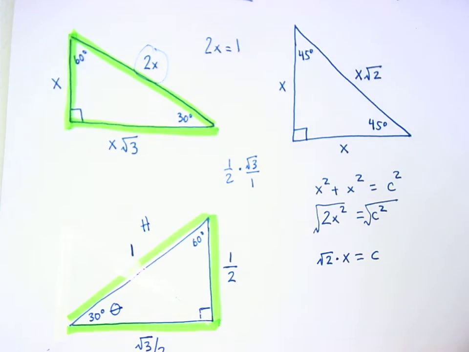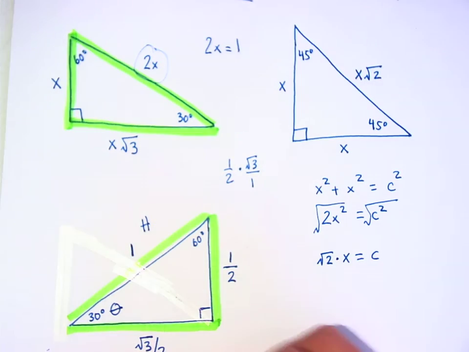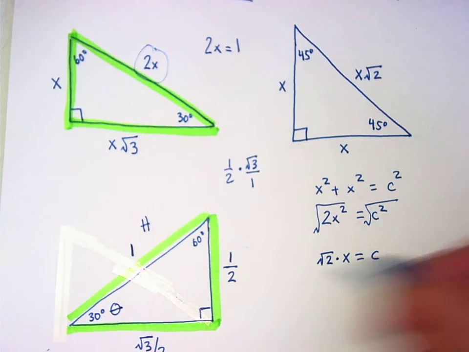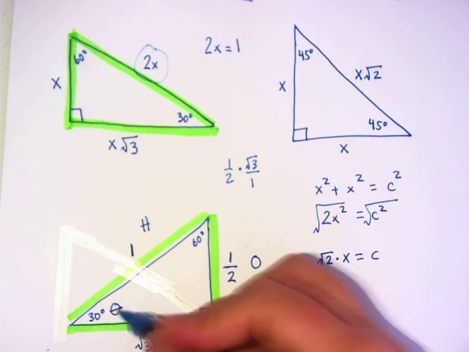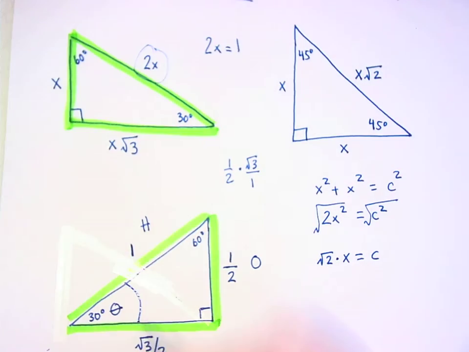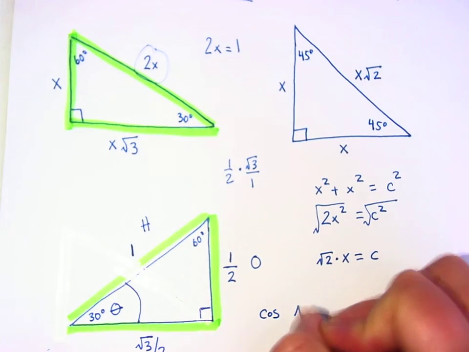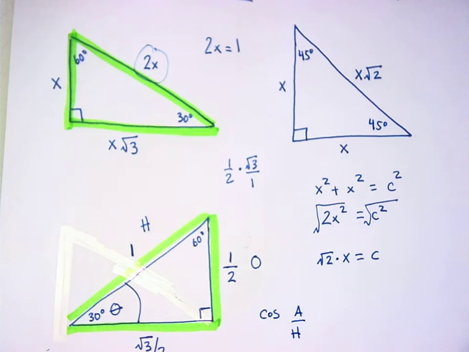Which one's adjacent? Square root of 3 over 2, right? That one? And this one's opposite over here, compared to 30, right? You guys with me? This is the one we're talking about? Okay, now cosine is A over H.